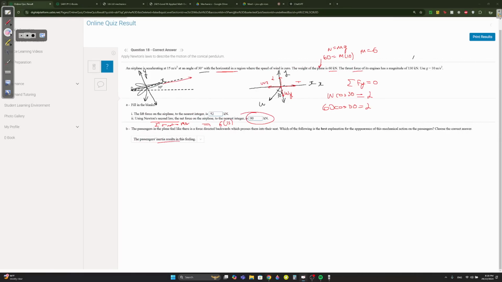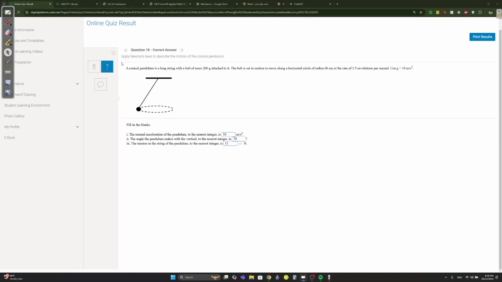Okay? Question 18. A conical pendulum is a long string with a bob of mass 200 attached to it. The bob is set in motion with a radius of 60, at a rate of 1.5 revolutions per second. G is equal to 10. The normal acceleration of the pendulum and so on.